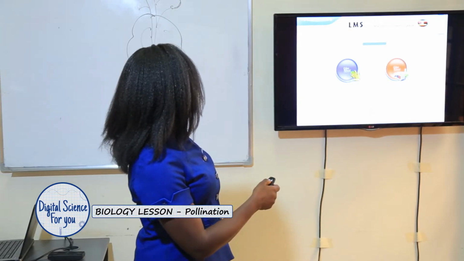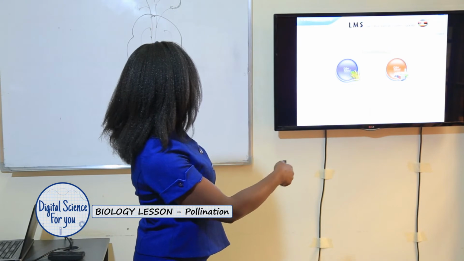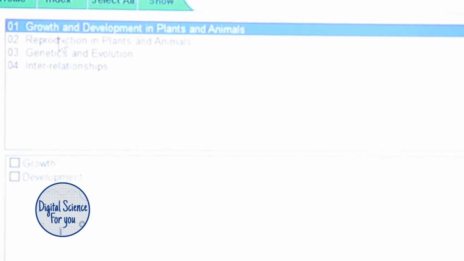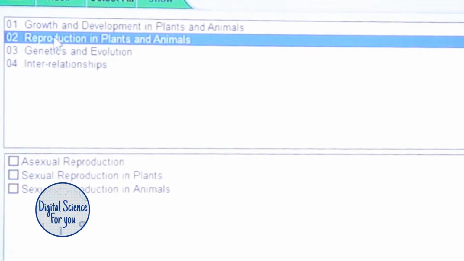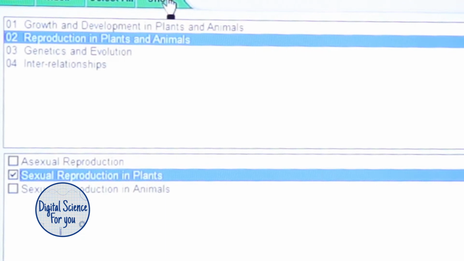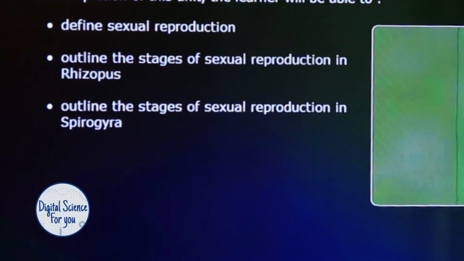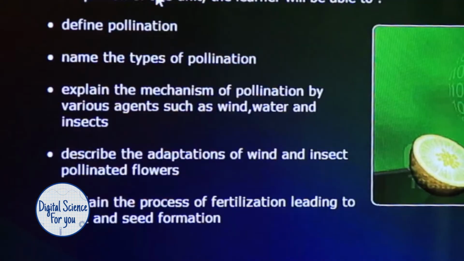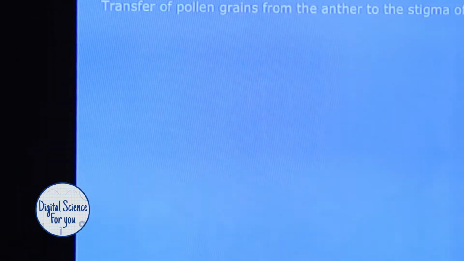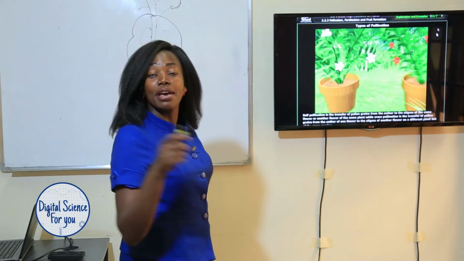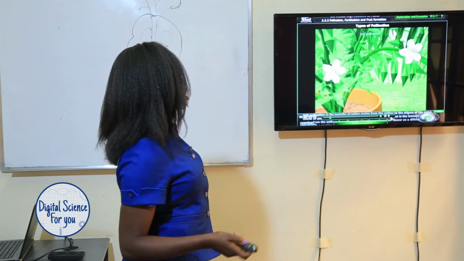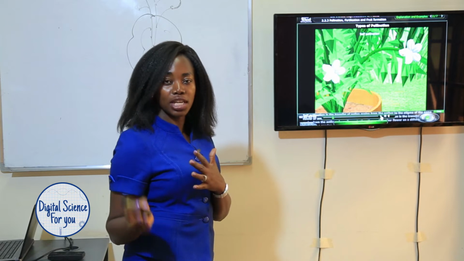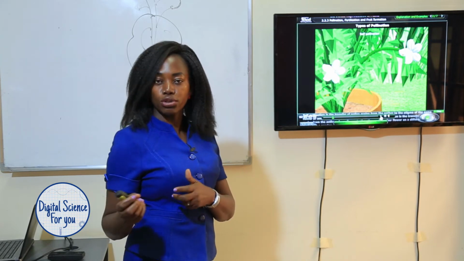Take a look at this. We select the class, select Digital Science, go to Biology, select our topic, that is reproduction in plants. Then sexual reproduction in plants. Then we scroll down to pollination, fertilization, and fruit formation. After that, we can now go to the explanation and examples. Remember, we are looking at pollination. And I just told you that pollination can be self-pollination or cross-pollination.